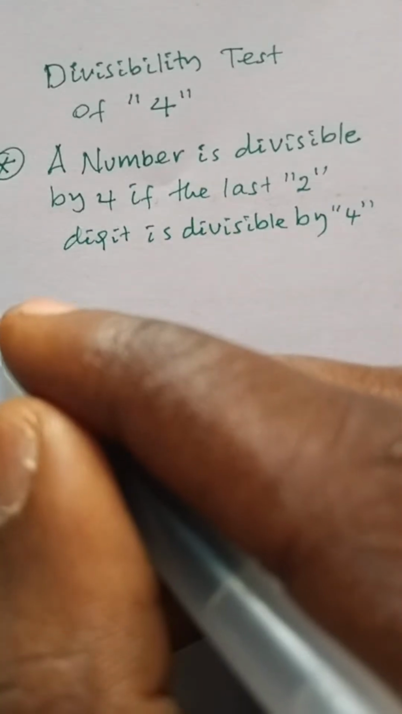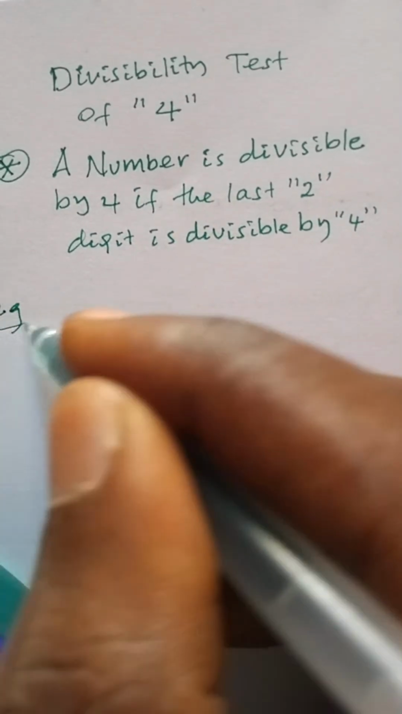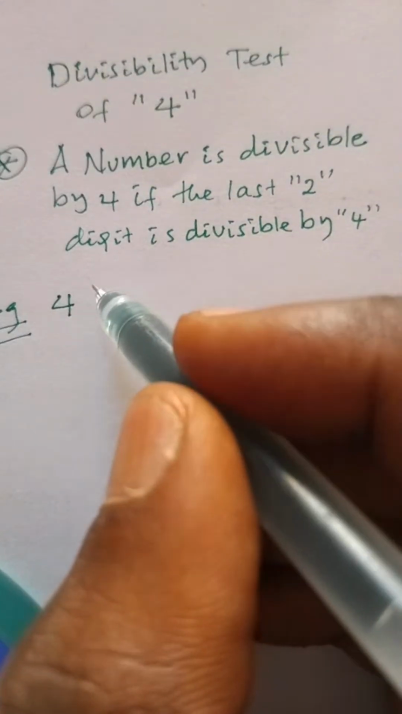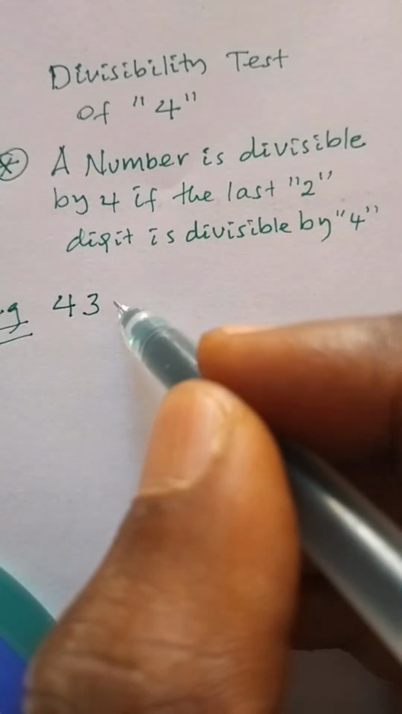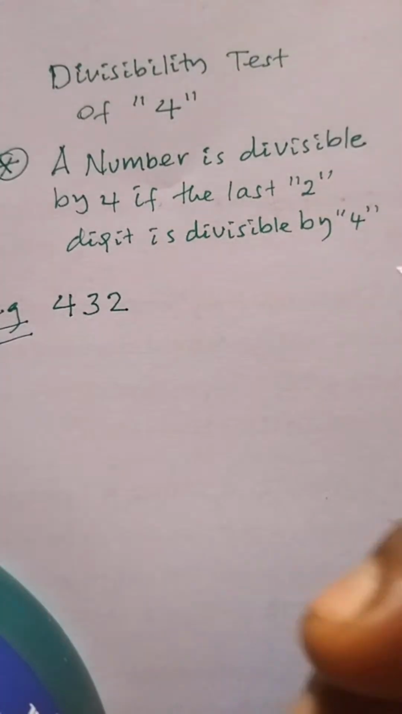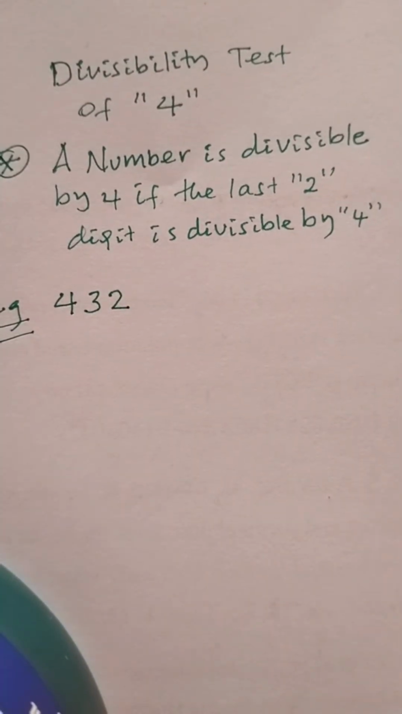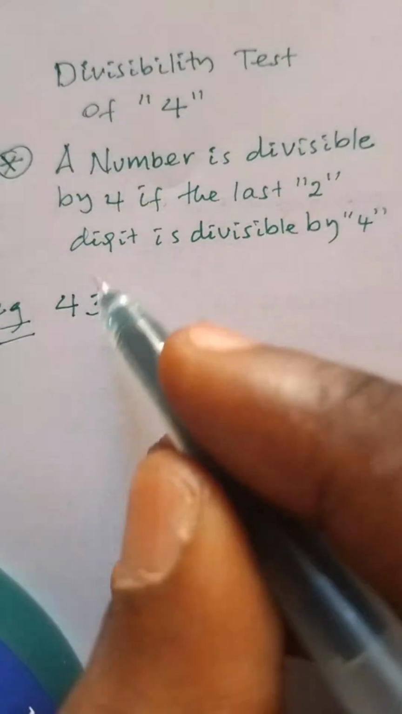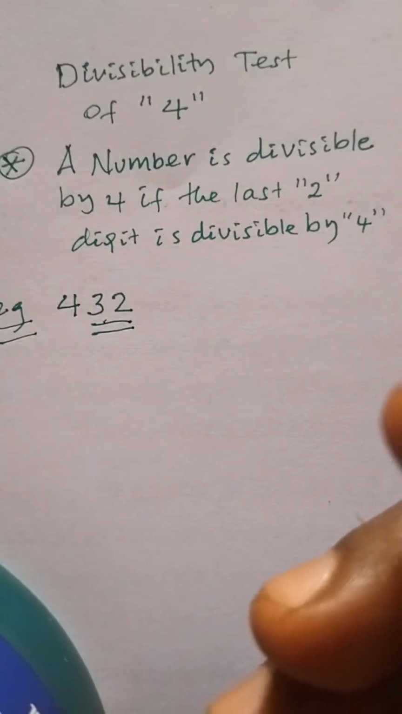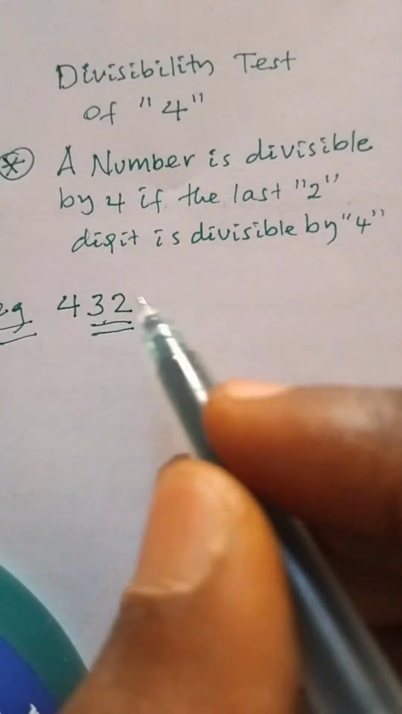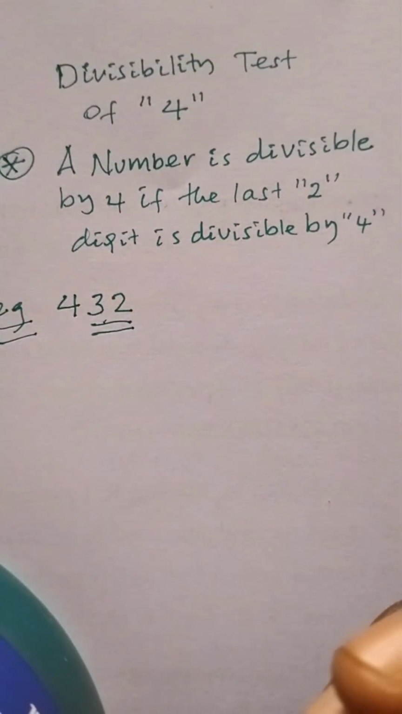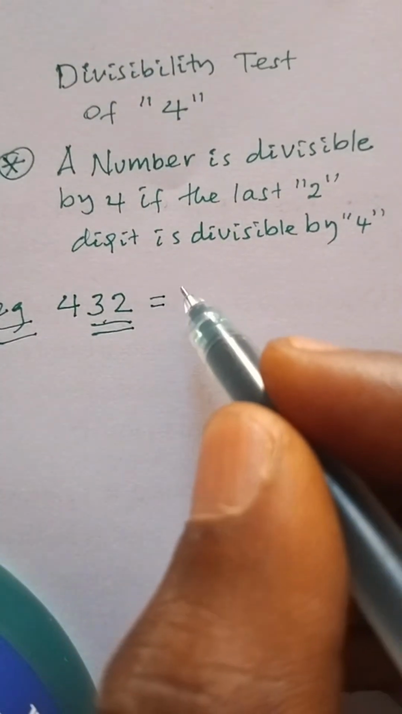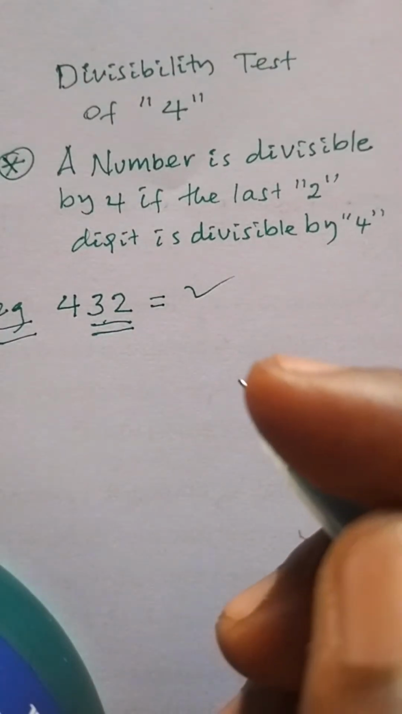Let's take an example. Let's say 4,432. Whether this number is divisible by 4 or not, we look at the last two digits. The last two digit number is 32. Is 32 divisible by 4 or not? It is divisible by 4. So it is divisible by 4.